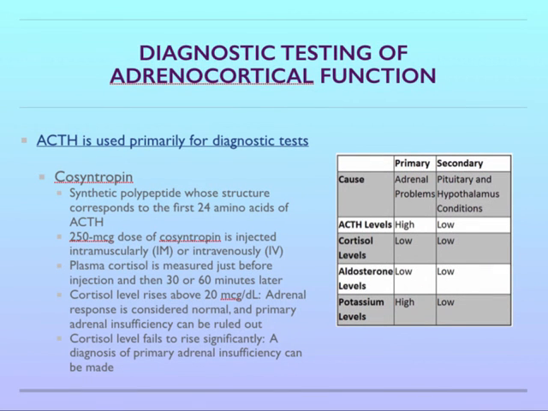Now, in terms of diagnostic testing for adrenal cortical function, you'll see ACTH used, cosyntropin. Mainly what I want you to understand with this is that it's used for diagnostic testing, and it helps determine whether it's a primary cause or a secondary cause, whether it's coming from the adrenal gland or from a secondary area like the pituitary or hypothalamus. And it's basically looking at the patient's cortisol levels after it's given.